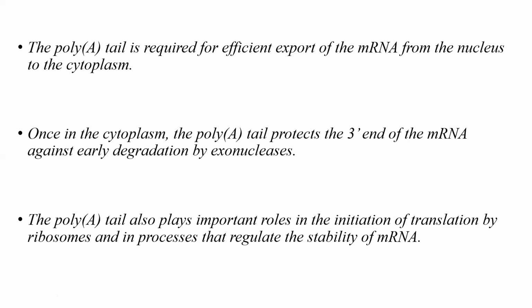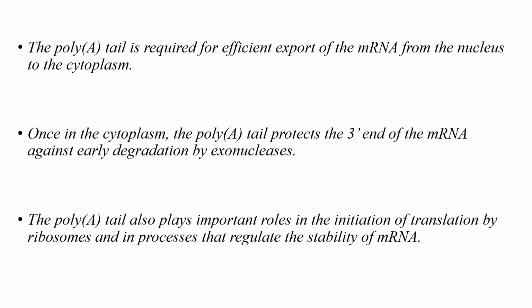And there's a third function, that is promotion of translation. The poly A tail also plays important roles in the initiation of translation by the ribosomes and in processes that regulate the stability of mRNA. So efficient export from the nucleus to the cytoplasm, protection from degradation by exonucleases at the 3' end, promotion of translation, and regulation of the stability of mRNA, these are the functions of the poly A tail or the 3' modification.